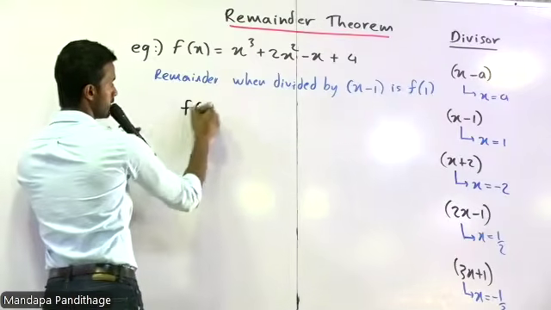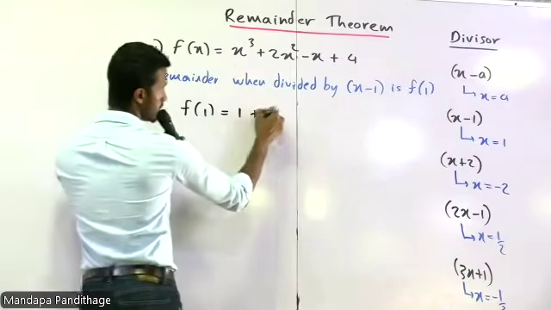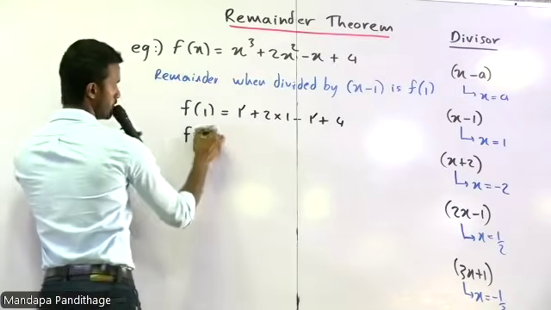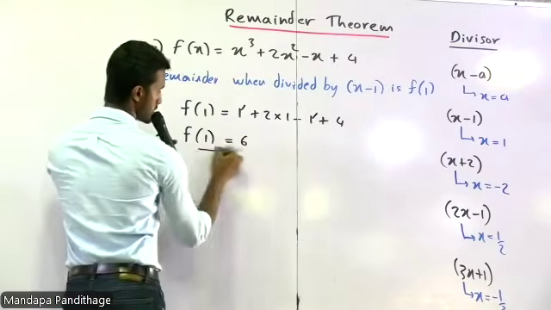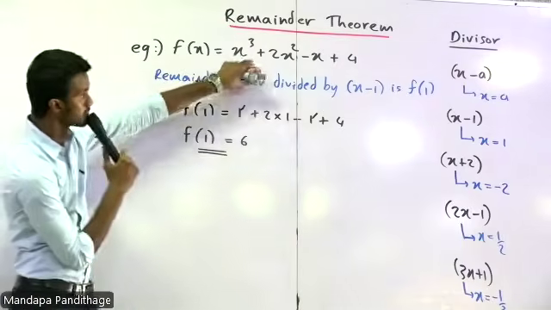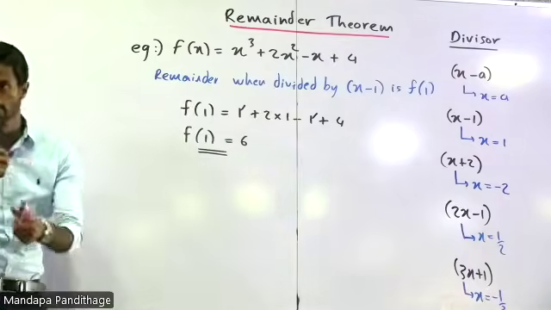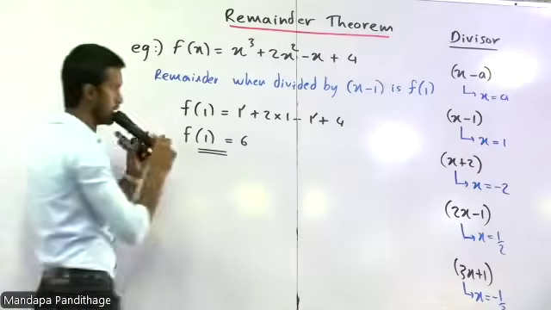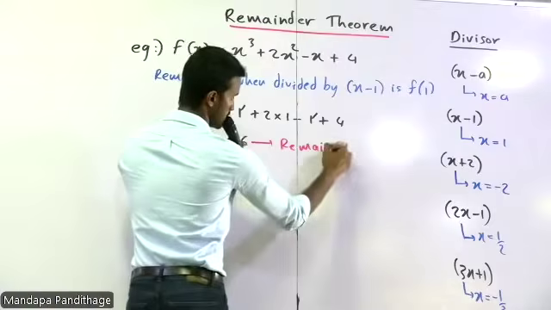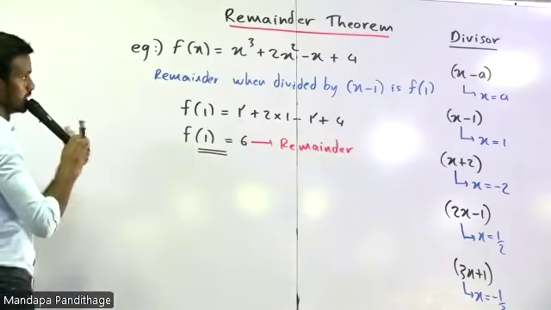I know how to take f(1). I need to substitute x equals 1. So it's equal to 1 plus 2 into 1 minus 1 plus 4. So f(1) is 2 plus 4, which is 6. So 6 is my remainder when you divide this by x minus 1. This is the remainder you get. Clear? Okay, if I take another one.